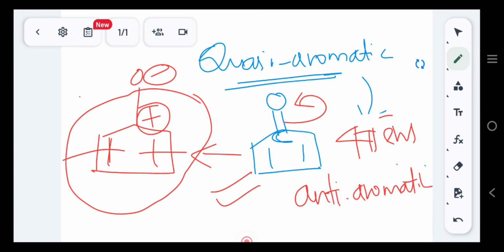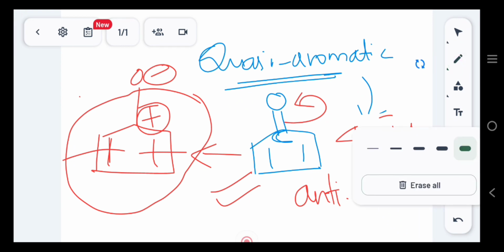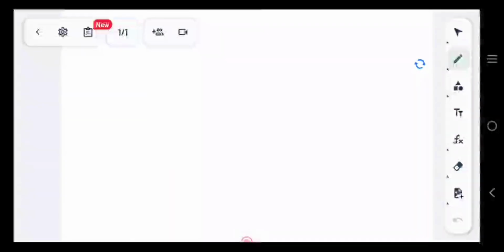I hope this concept will be clear for you. Quasi-aromatic is very simple. They will provide you a carbonyl group. You just shift the bond towards the most electronegative atom, and after charge separation, see the ring and count the number of pi electrons. That's it about quasi-aromatic compounds.